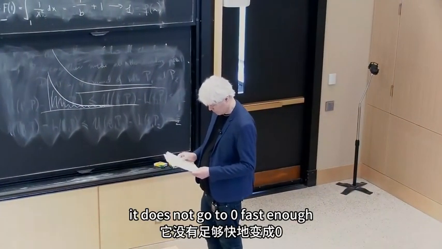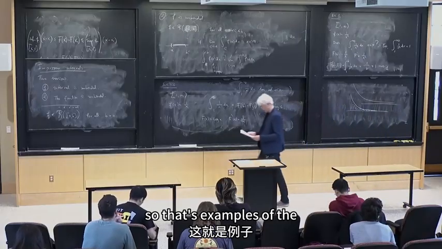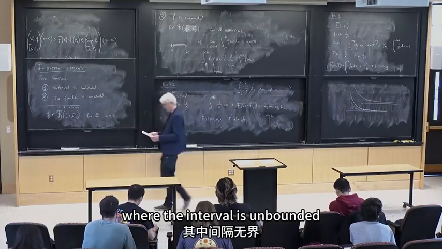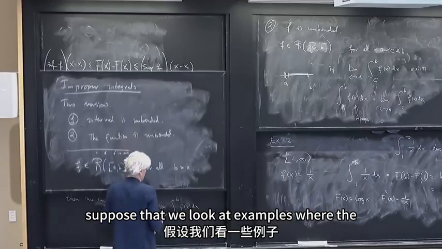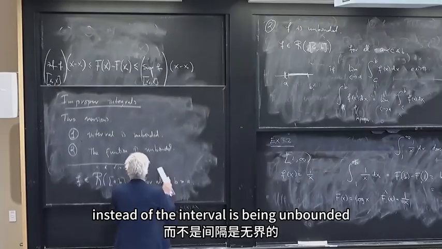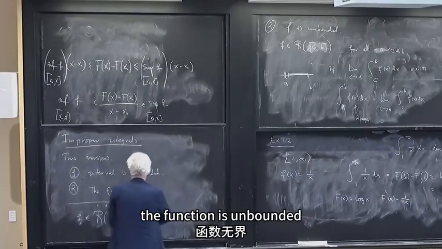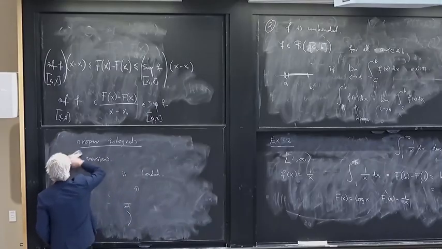It does not go to 0 fast enough. Okay. So that's examples of where the interval is unbounded. Suppose that we look at examples where, instead of the interval being unbounded, the function is unbounded. So let's look at some examples of that.